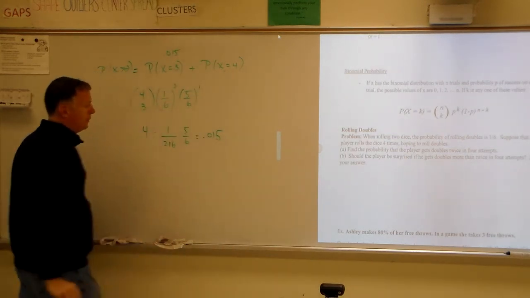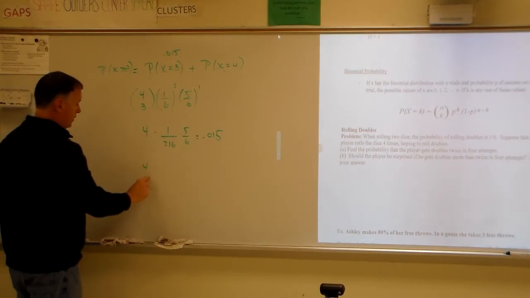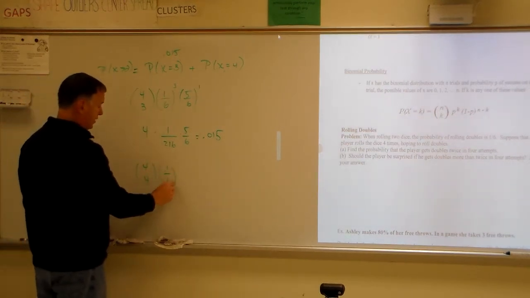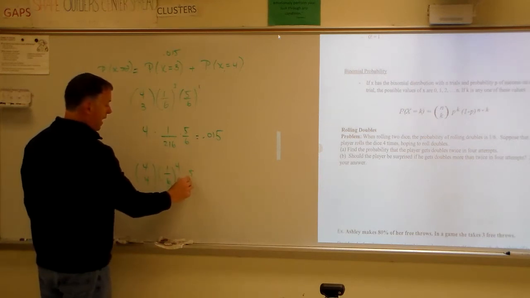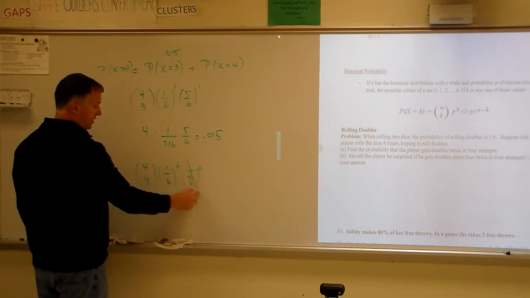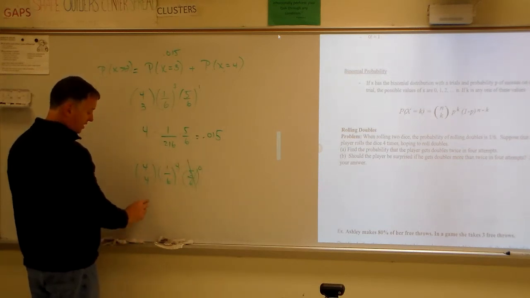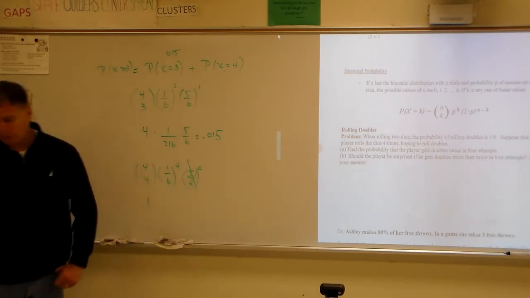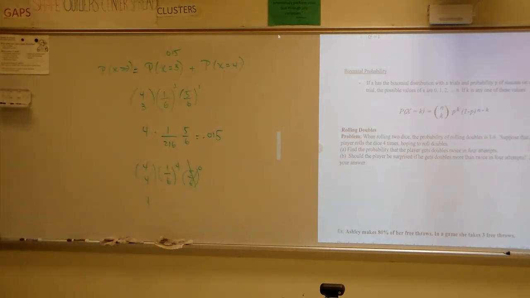Now let's do the probability that x equals 4. So that's 4 over 4, and it's 1 over 6 to the 4th, 5 over 6 to the 4 minus 4, which is 0. This is just 1. This is 1, okay? And then you have 1 over 6 to the 4th. That's 1 over, I got 0.001.